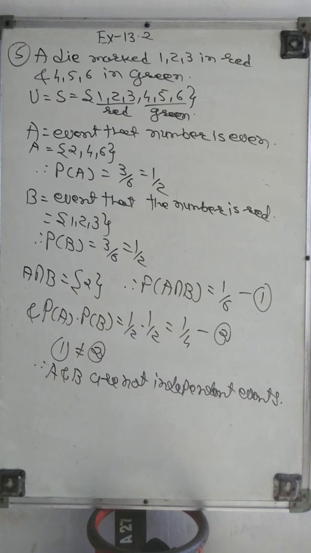In this sum, first we find the event that the number is even, which is P(A), 1 by 2, and the event that the number is red, which is P(B), 1 by 2 also. A intersection B is only 2. Therefore P(A intersection B) is equal to 1 by 6, and P(A) into P(B) is 1 by 2 into 1 by 2, which is 1 by 4. Now 1 by 6 and 1 by 4 are not equal. Therefore P(A intersection B) is not equal to P(A) into P(B). It means A and B are not independent events.